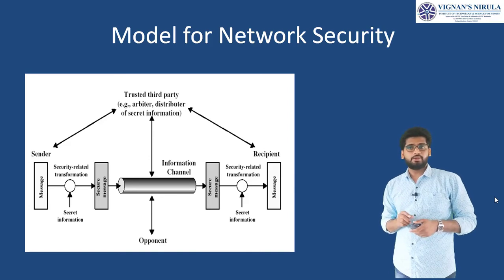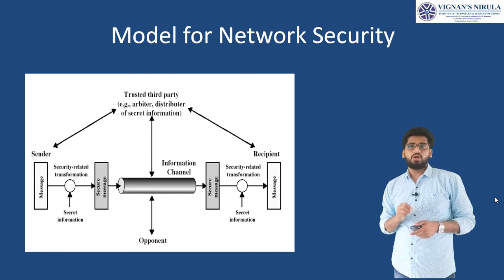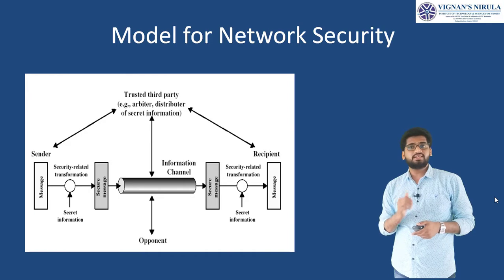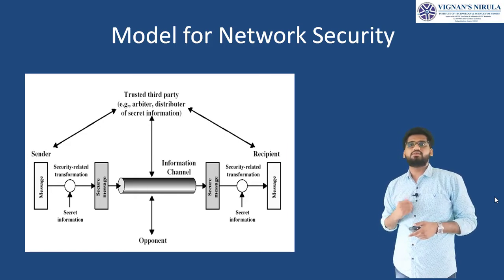Initially the sender wants to send secret data to the receiver. Whenever the sender starts to send the data, first of all the data reaches the communication channel. Now, on top of the communication channel we have the trusted third party. The trusted third party is just observing the secret information, so there is no problem with it. It observes what happens in between the sender and receiver.